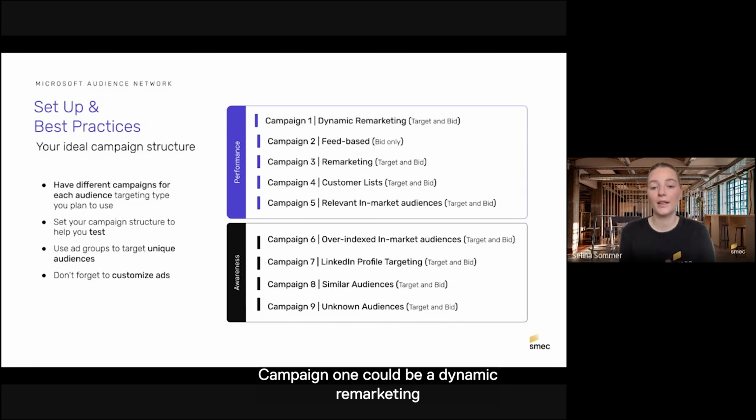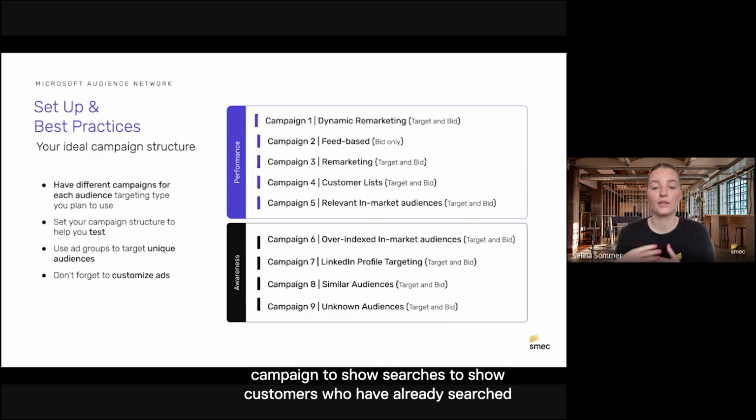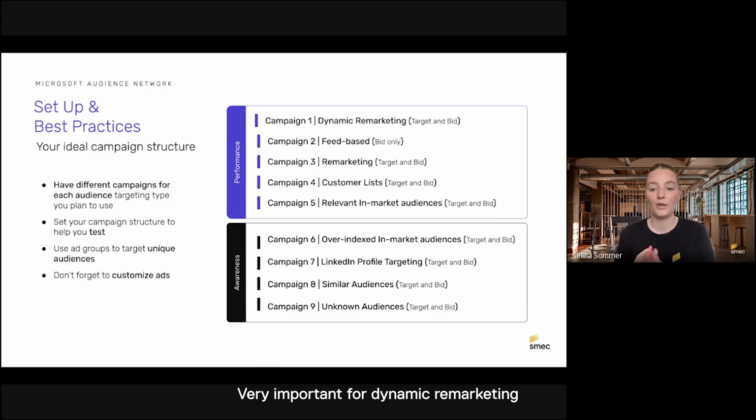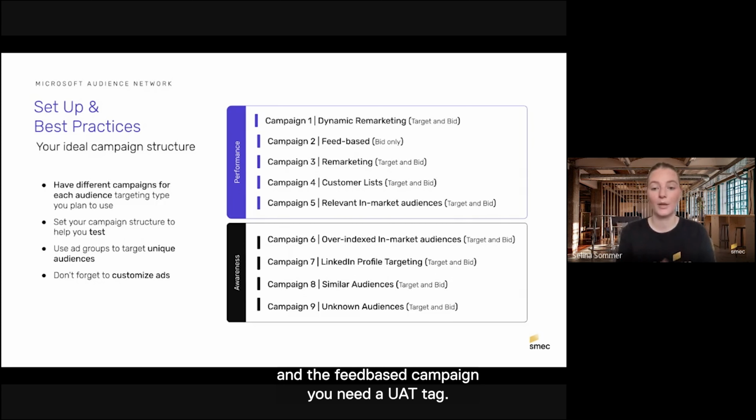Campaign 1 could be a dynamic remarketing campaign to show customers who have already searched or visited your website the items they have liked. Campaign 2 is for the feed-based campaigns, to showcase offerings in the feeds. Very important for dynamic remarketing and the feed-based campaign, you need a UET tag.